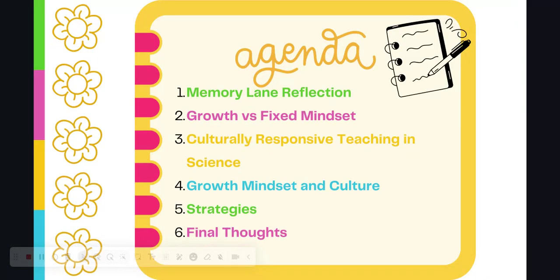The agenda for today is we are going to start by having a memory lane reflection. We're going to discuss the difference between growth and fixed mindset, cultural responsive teaching and science. We're going to talk about how growth mindset and culture meet, strategies that you can incorporate into your classroom, and we're going to end on some final thoughts.